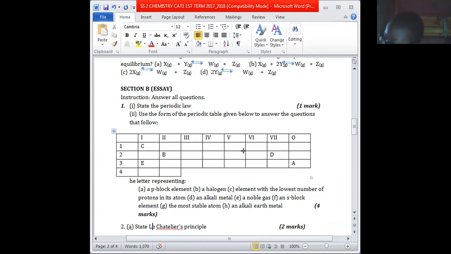16 over 20. Okay, that was a fair one. Now the one you just answered is 1 mark, periodic law. So what is C?